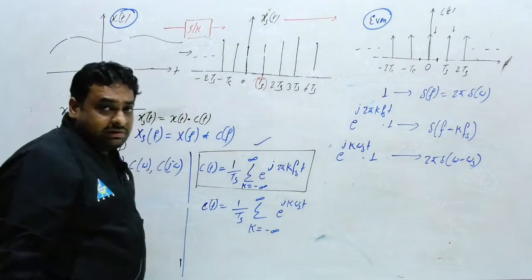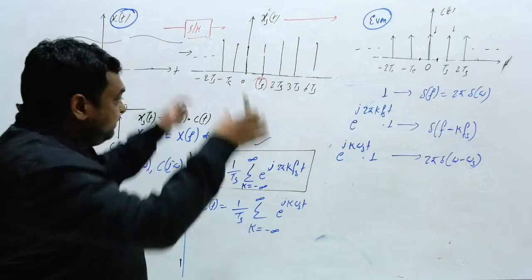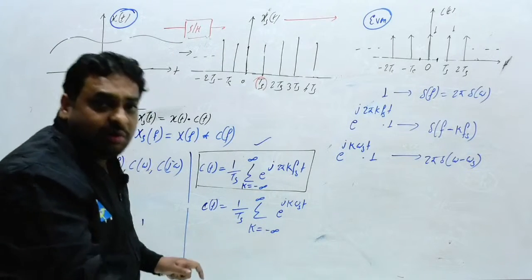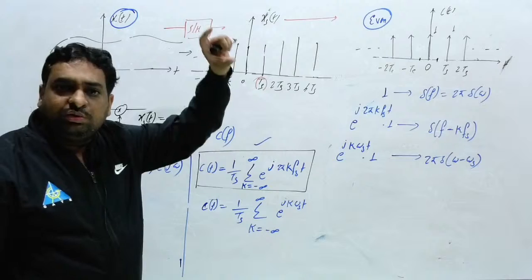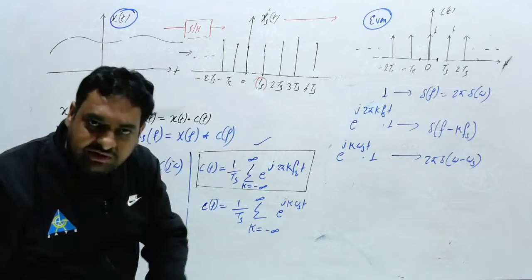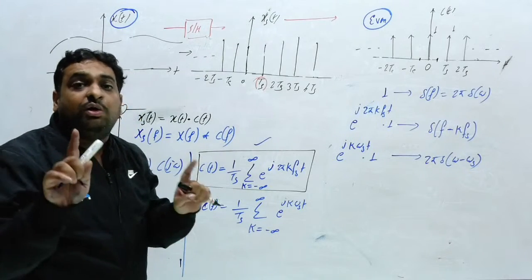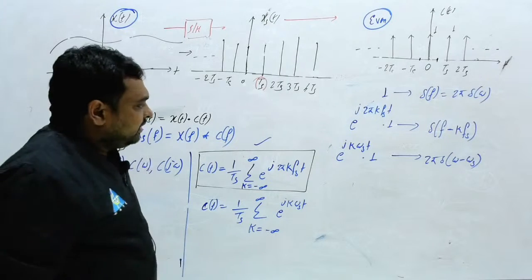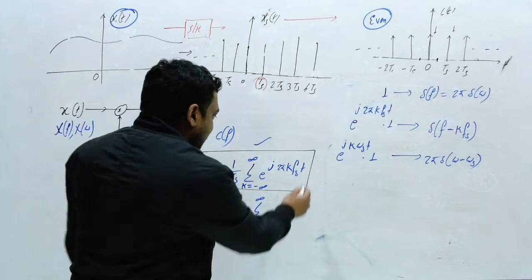Clear? In Fourier transform, as I already told you, you should make a table, and all the Fourier transform properties you should write in terms of frequency as well as in terms of omega. But you have to follow one. Clear? So, that is just the way to find this out.